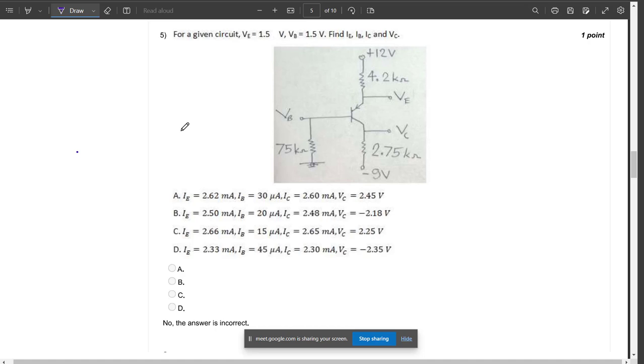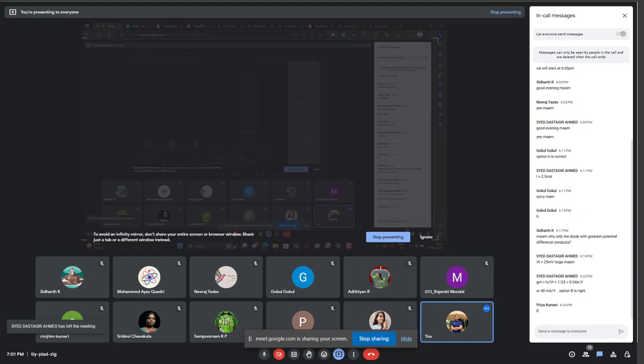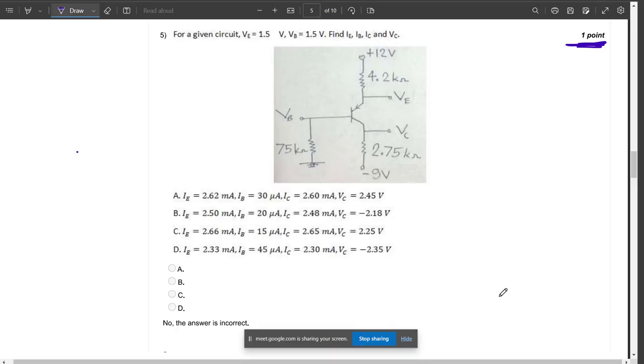Done? Yes, ma'am. Okay, what about others? Solve quickly. It shouldn't take this much time. It's an easy question. See, it's for 1 mark only. Solve, everyone.